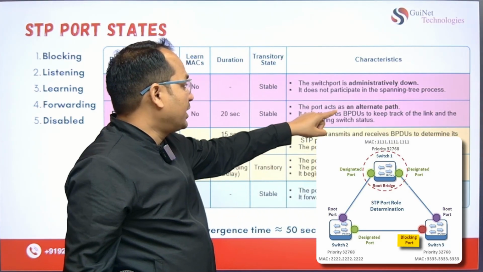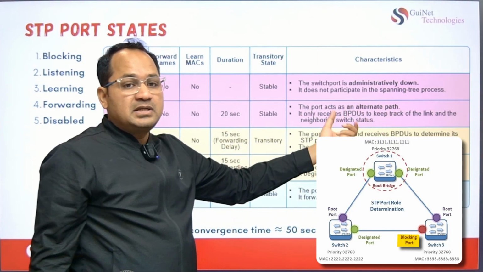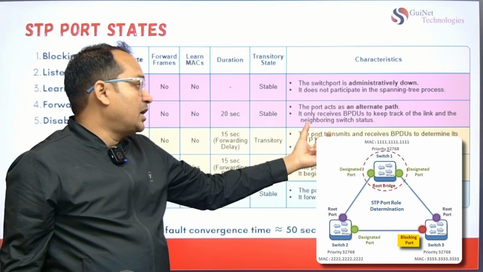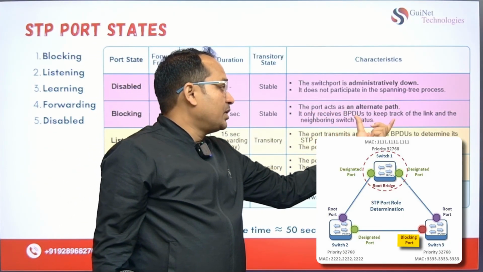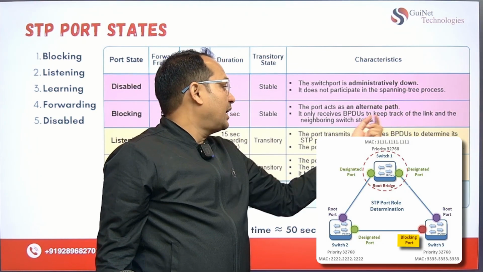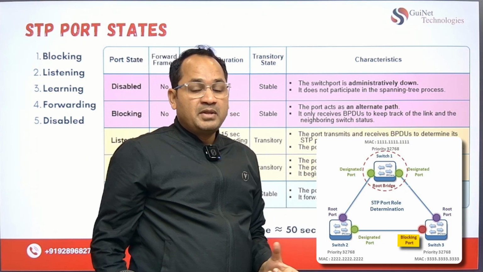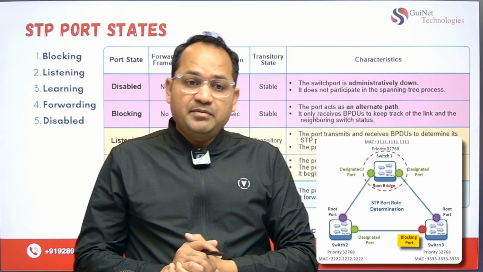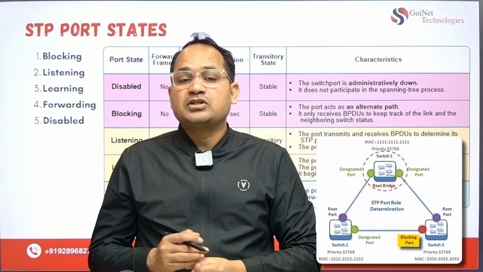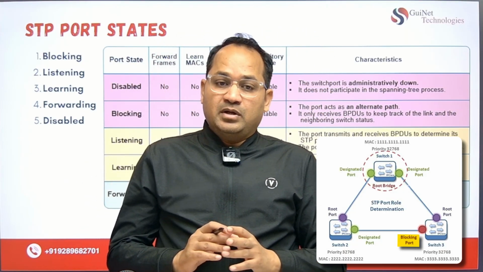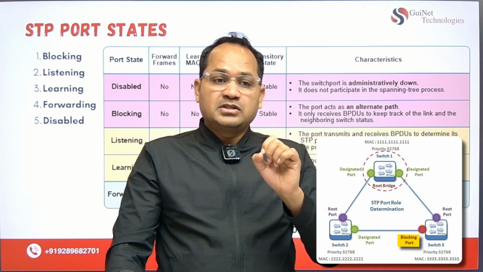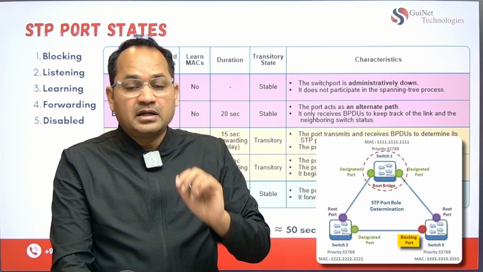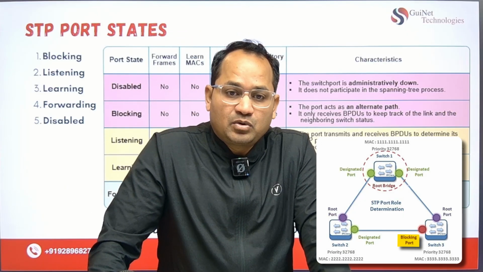So the blocking port acts as the alternate path, means if the forwarding port goes down, then it is going to come into the picture. It is only going to receive the BPDU and keep track of the link and the neighboring switch's status. Means if it is blocking, it doesn't mean it is not going to process the BPDU. BPDU will be discussed at a later stage, that is known as the Bridge Protocol Data Unit, right? So this has a very significant role in the STP.